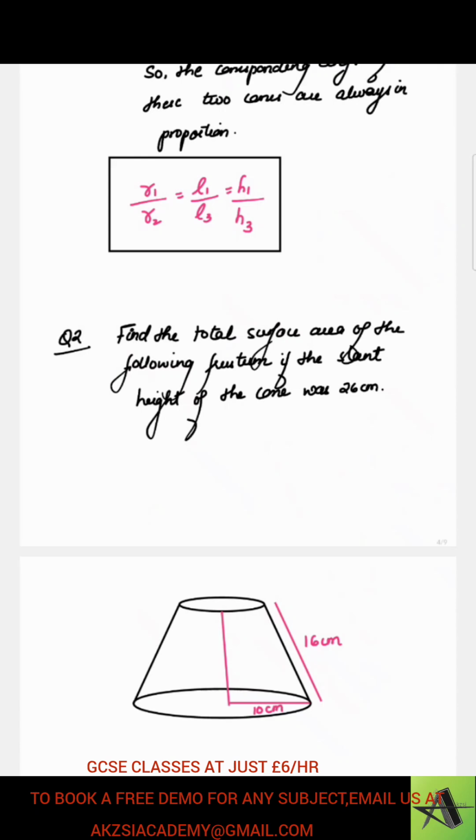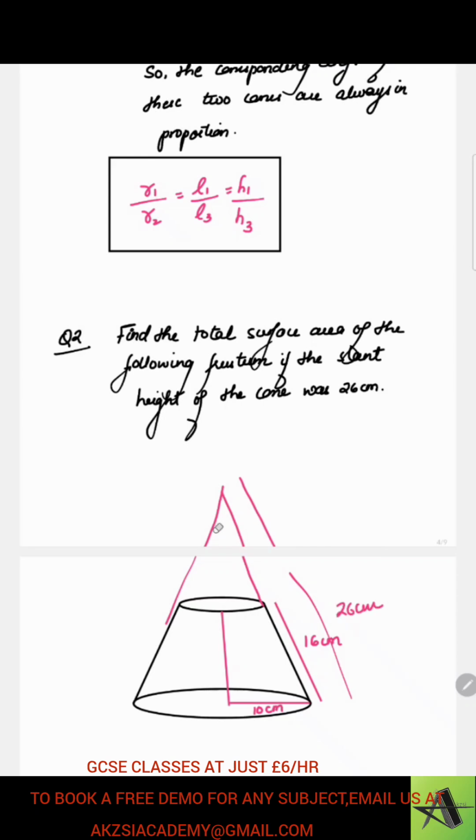See this question. This question says find the total surface area of the following frustum if the slant height of the cone was 26 centimeters. And this is the cone given. The radius of the frustum given, the radius of this is 10 centimeters, which is same as the radius of a cone. 16 centimeters is the slant height of this frustum, whereas the slant height of the cone is 26 centimeters. That means if I extend this and make a cone, the total slant height would be 26 centimeters.